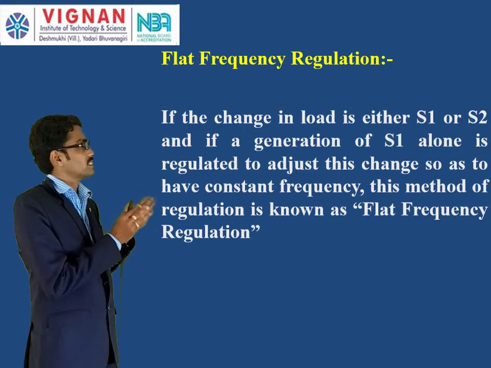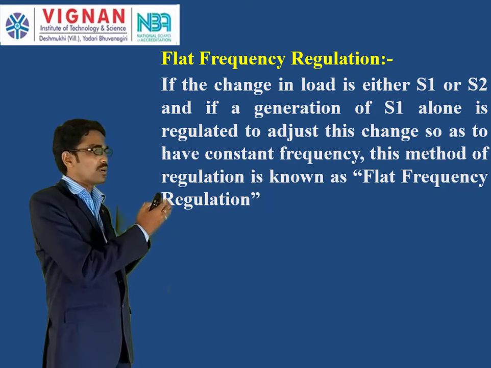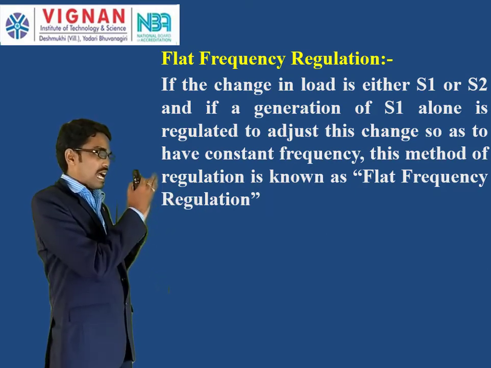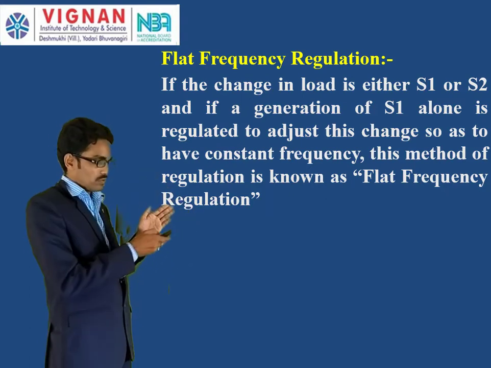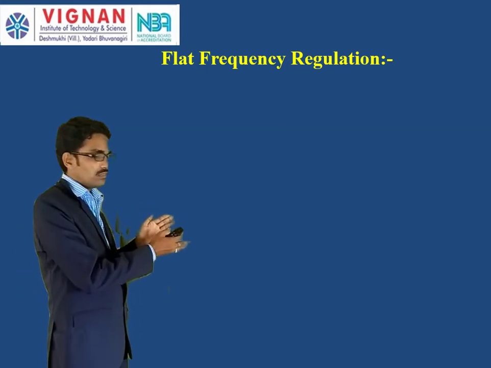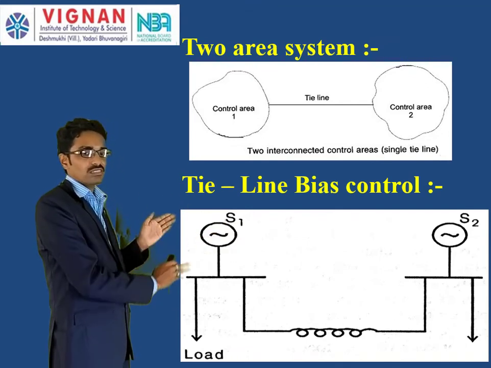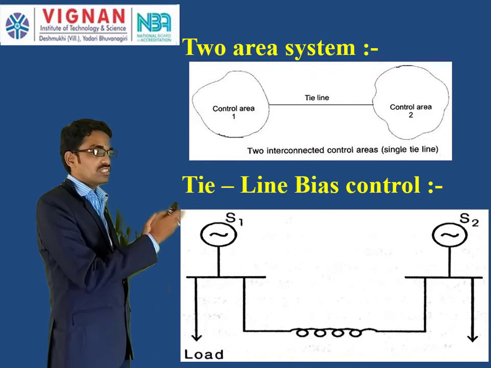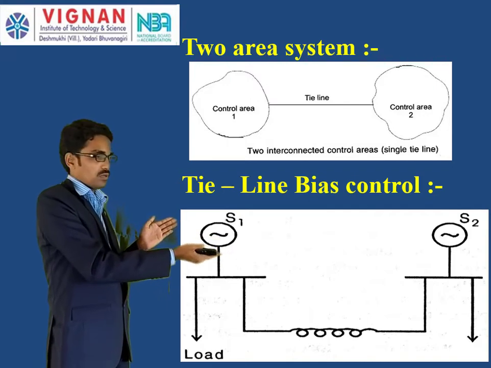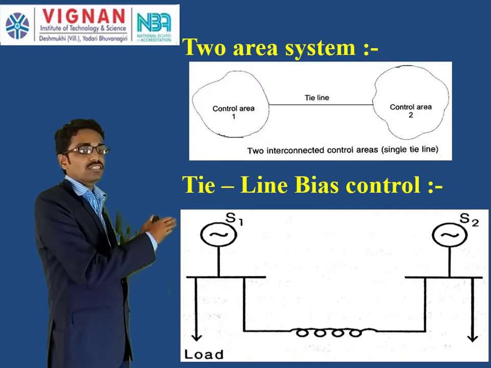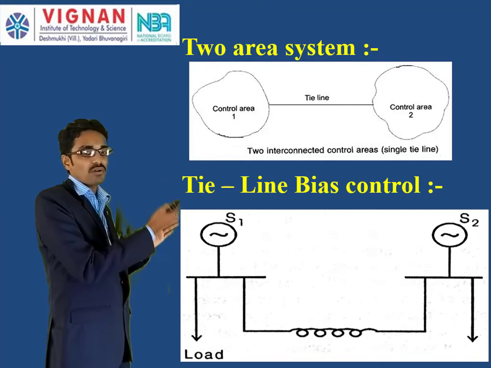If you see flat frequency regulation, you have two generators, S1 and S2. If the load changes in either one of these two, whether it is S1 or S2, whatever the load change is, according to that change in the load only S1 is going to be adjusted. That means only S1 increases the power generation.